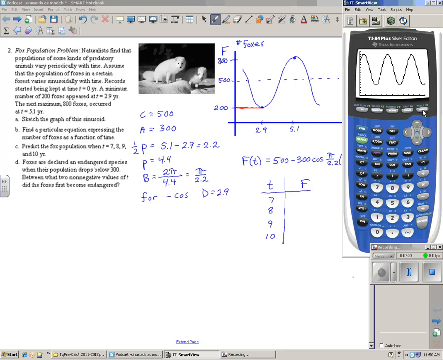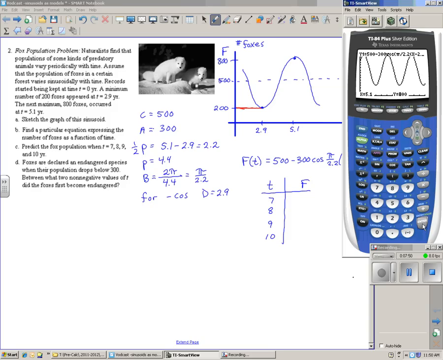And here's something I could check. I could go second calc value. I'm going to use this for a number of things here. One thing I could check is, let's see if at 2.9, if I plug that in, do I get 200? Great. At 5.1, I better be getting 800. Yes. So I'm pretty confident that this is the right equation for this situation because it actually produced the data that I was given.